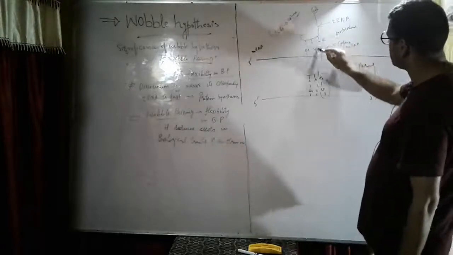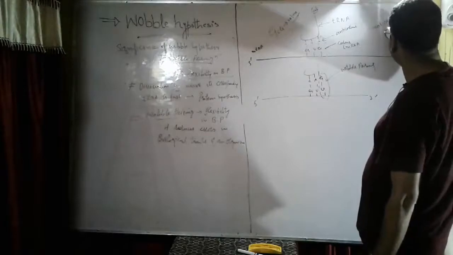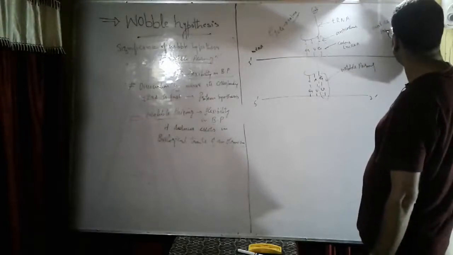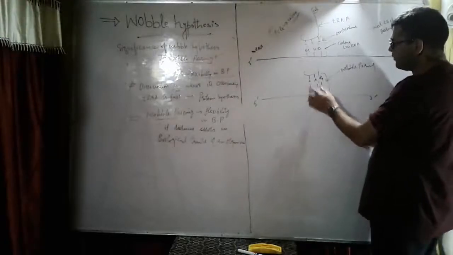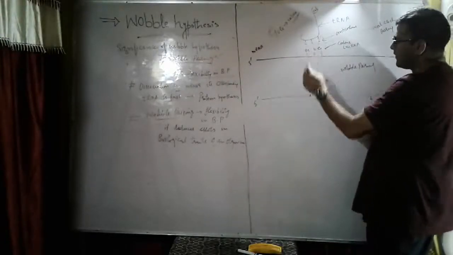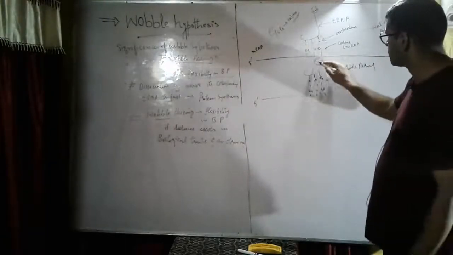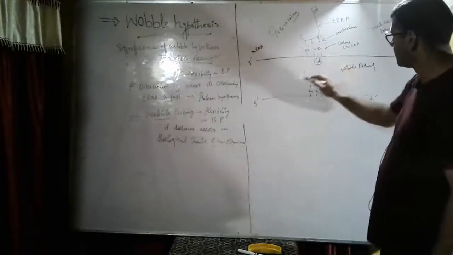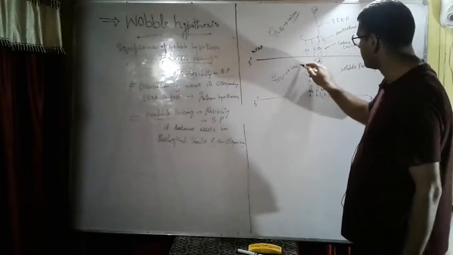This is Watson-Crick pairing. That means now we have got GUG codes for valine, but still GUU also codes for valine.